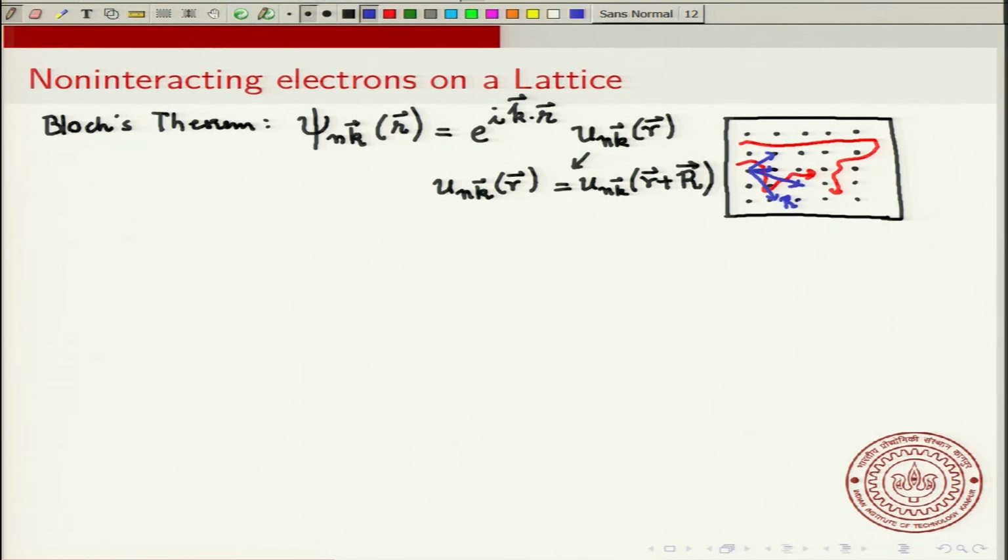What Bloch's theorem says is that you can take any lattice translation vector and add it, since this u n k which appears in the solution of the wave function is a periodic function. So, you have a periodic function multiplied by e to the i k dot r. Now, we are going to write this in an alternate form of Bloch's theorem, which is actually very useful and very incisive.